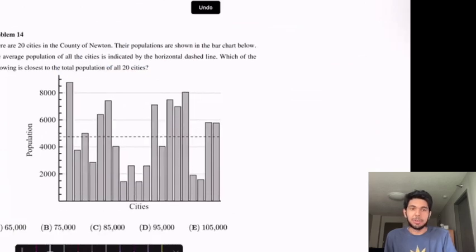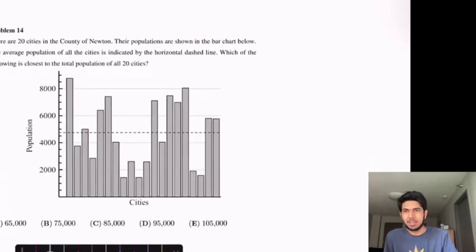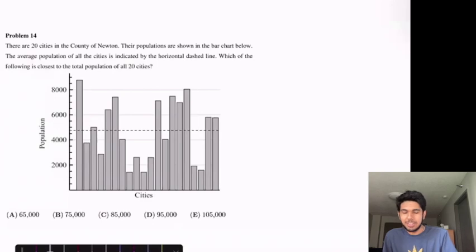Okay, so how else can you solve this? Well, they gave us something. They gave us this dotted line. It would be really bizarre if that was given for no reason, right? Why would you give us that? So surely it must be used in this problem, and in fact we will use it. So first we need to figure out what this line is. We're told that it's the average population of all the cities. So again, we're dealing with averages.